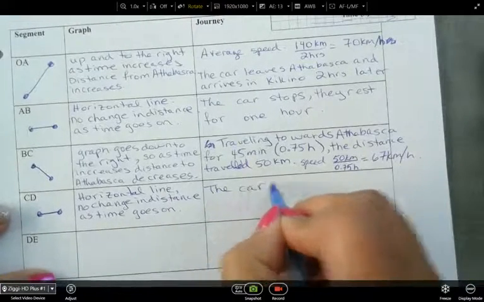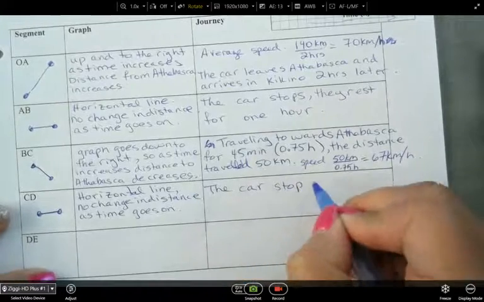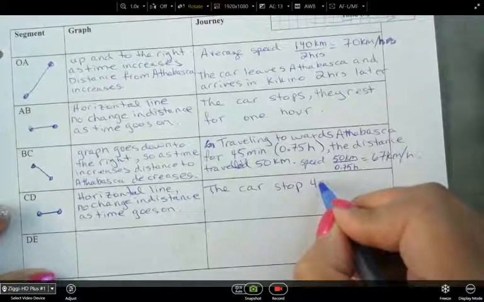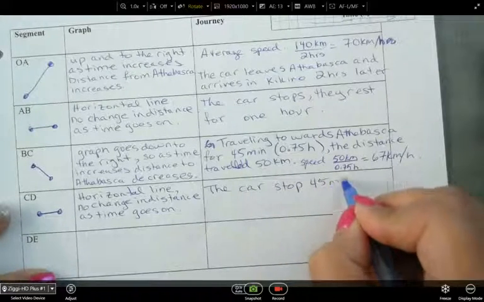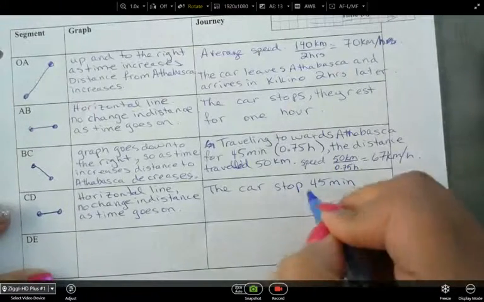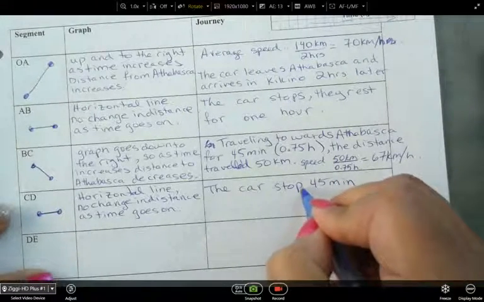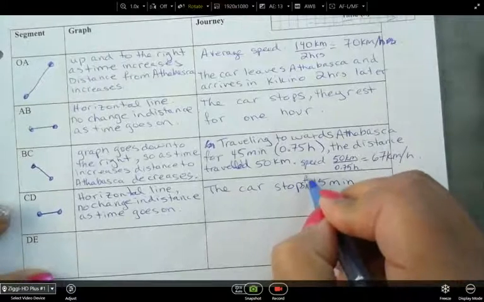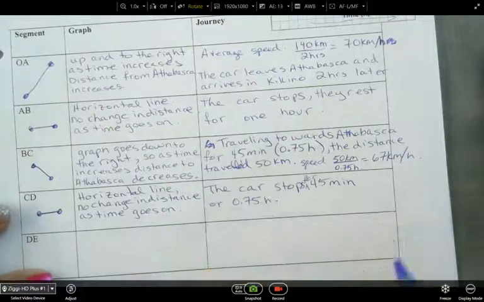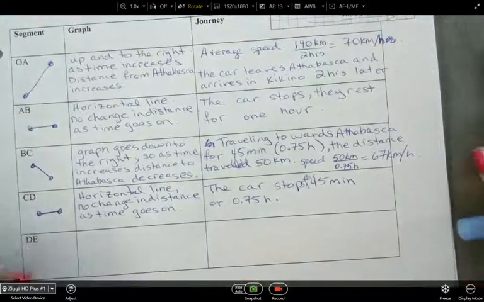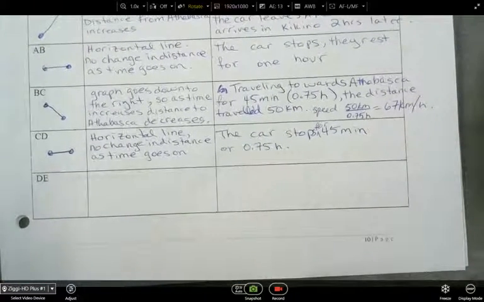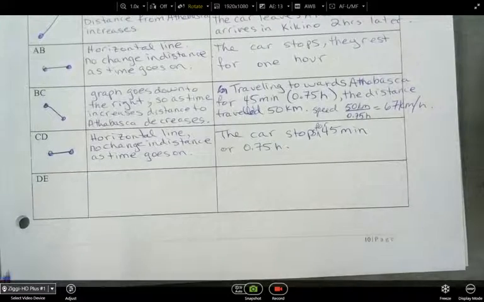What do you think they're doing? Resting, having another snack. Car stops for 45 minutes. That's not very good English. Stops for 45 minutes or 0.75 hours. Okay? Maybe they're having another snack. Maybe they're taking pictures of a statue that they're seeing while they're driving by. Right?